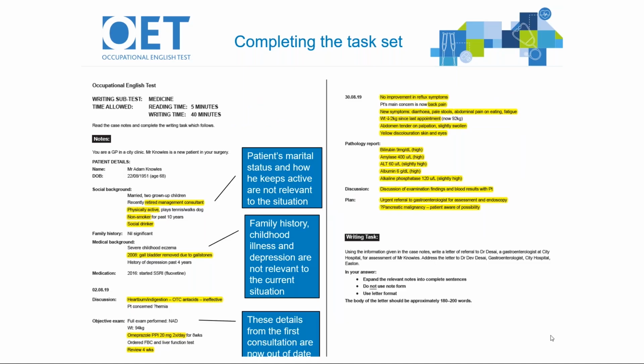Then we can see that the details at the bottom have been omitted because these have been superseded. So, for example, the patient's concerns about hernia, the fact that a full exam was performed and tests were ordered have been omitted because they have been superseded by the current condition and the fact that the test results have now returned and we're supplying them to the reader.